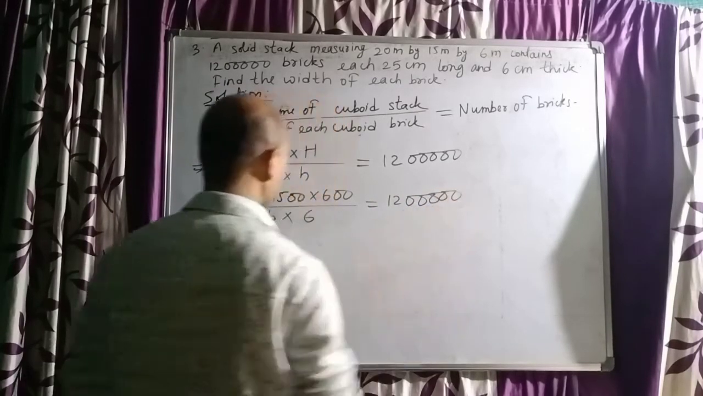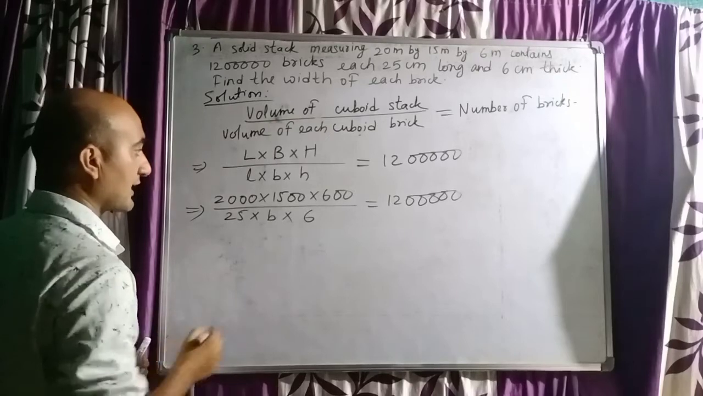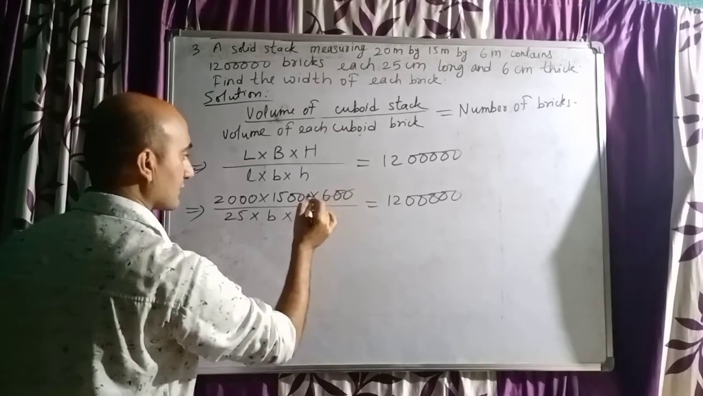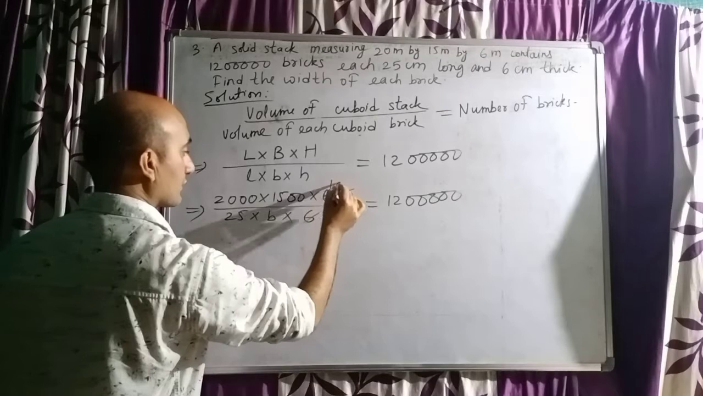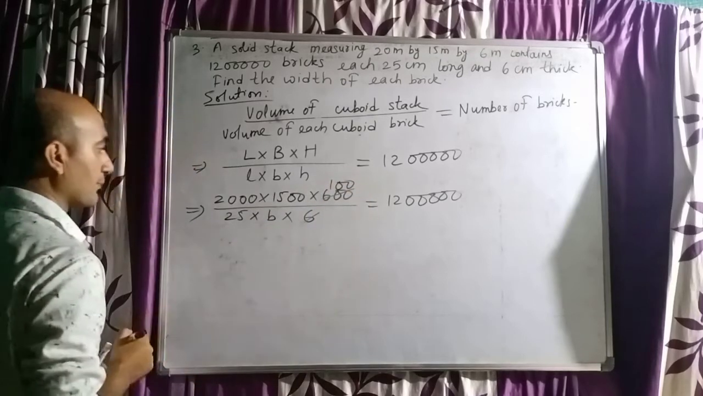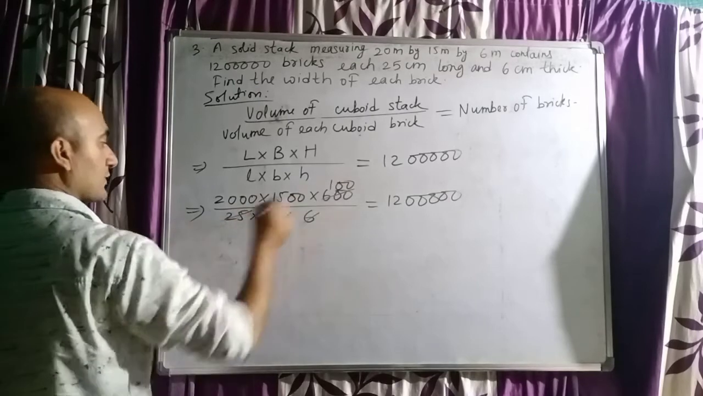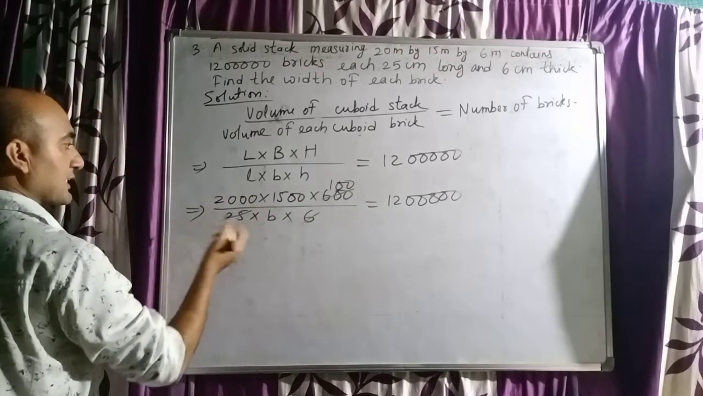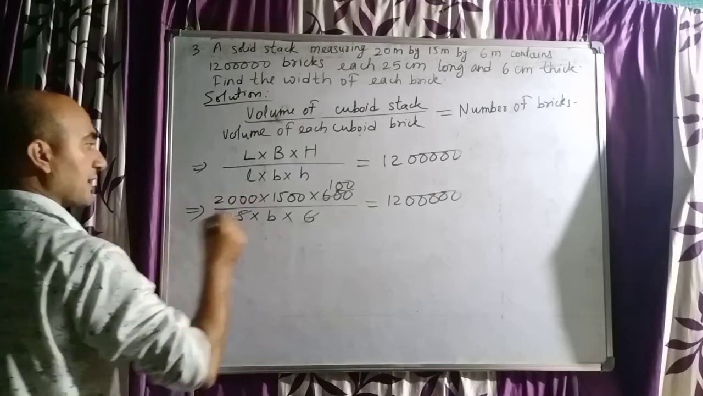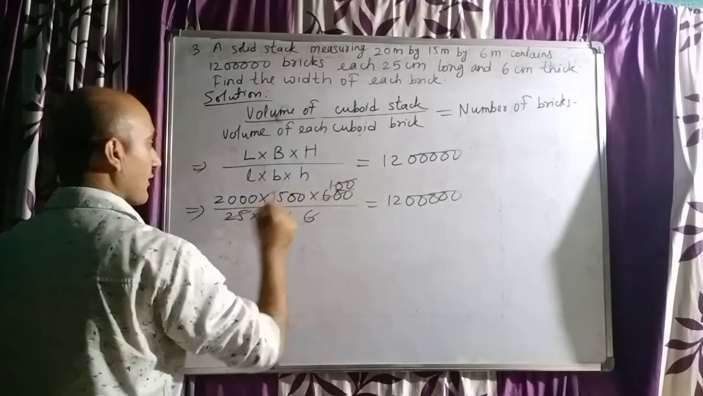And it is equal to its number, that is 12 lakhs. Okay, whatever we can cancel, let us cancel it. So it will become 100 here. Here also if you want to cancel, you can cancel. You can cancel with 100 or you can cancel with any other number. So let me cancel with 100 only. 25, 4.